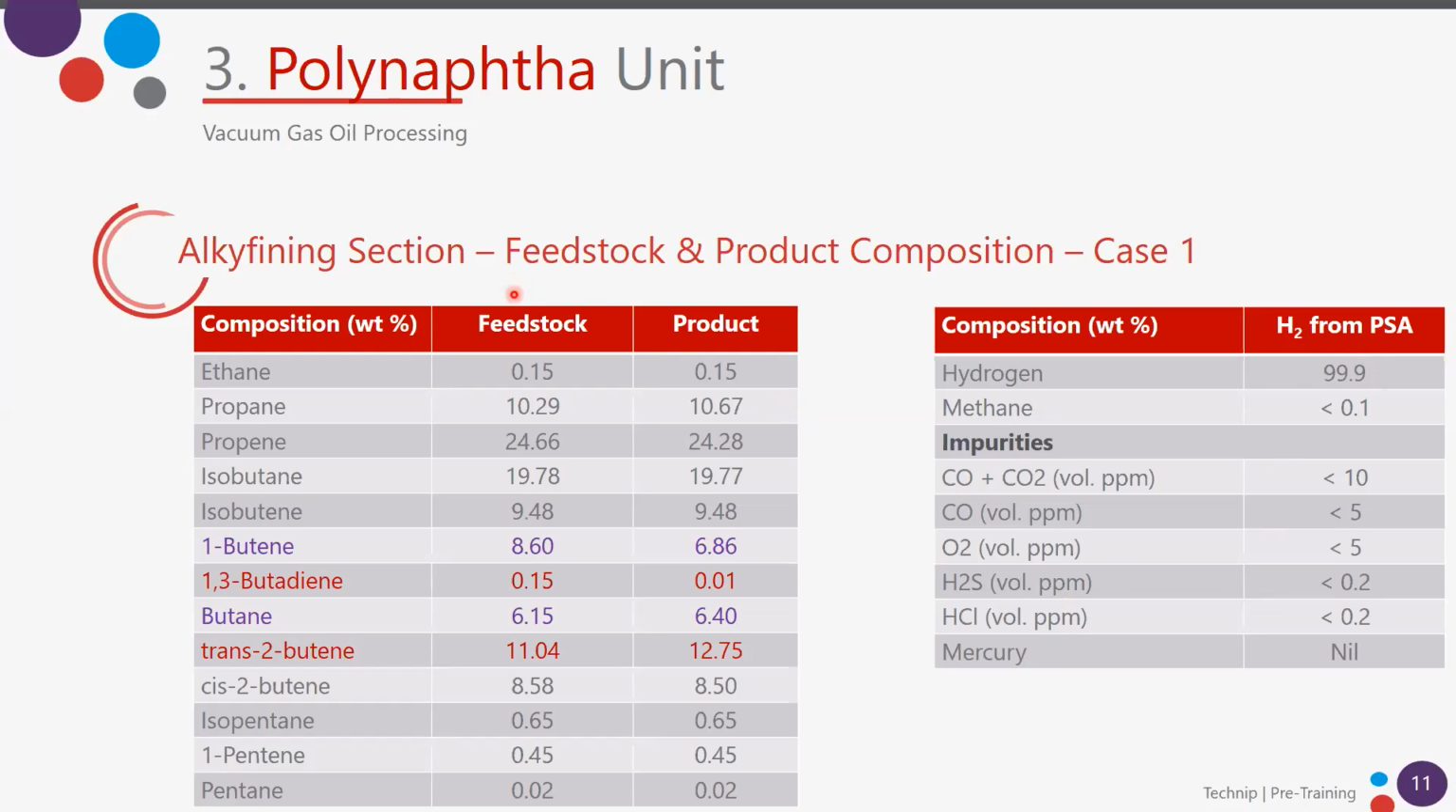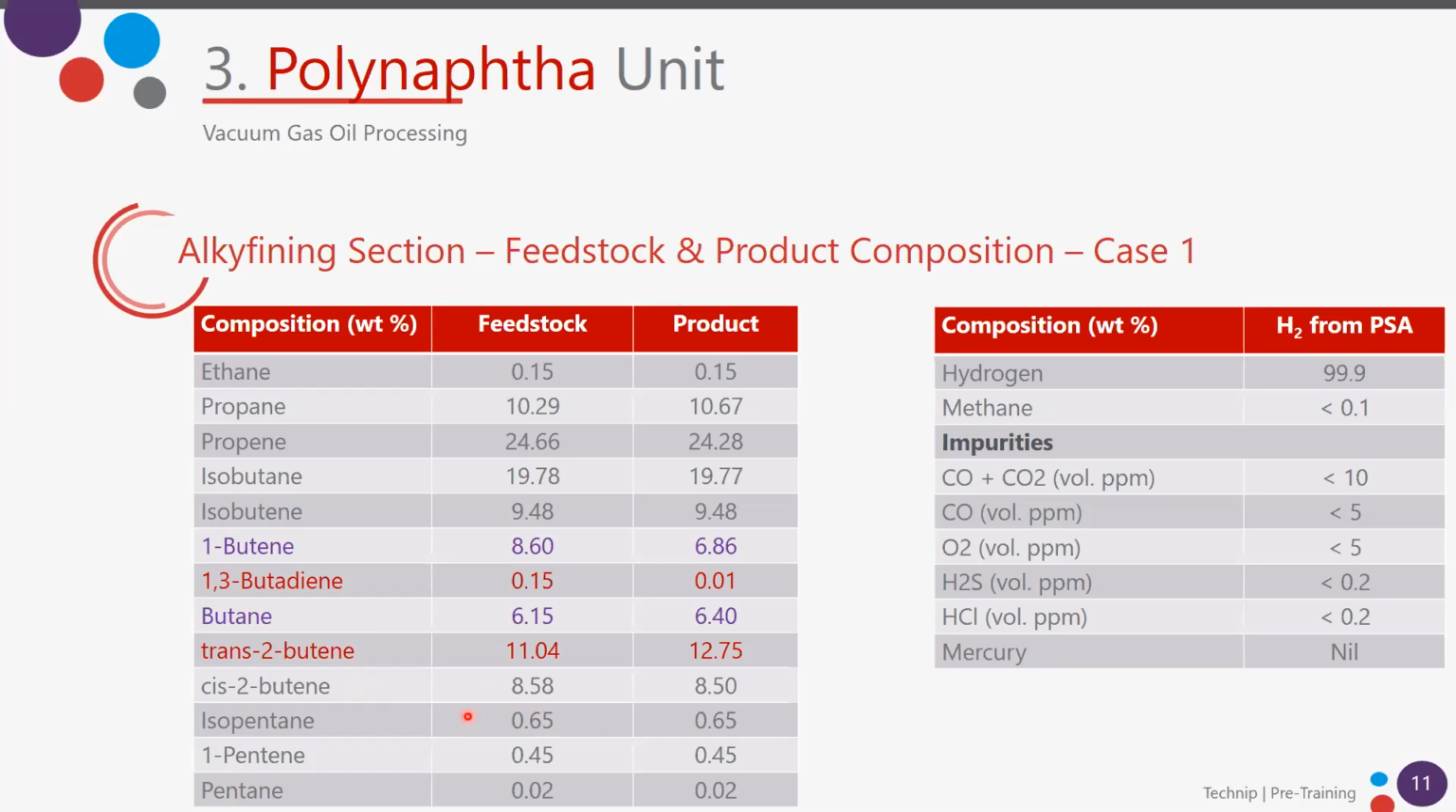So this is the feedstock, remember, from the FCC unit. We have this composition, okay? We have a lot of olefins. We have here olefins. We have also isobutene. We have 1-butene. We have this butadiene, okay? That is the contaminant for the oligomerization reactor. We have butanes. We have trans and cis 2-butenes.